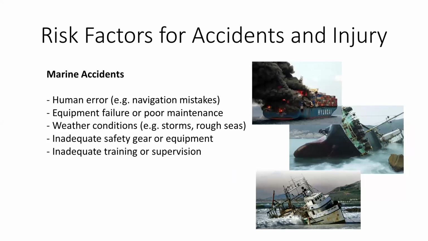Now, the marine accidents, now you have all seen that they can be very dangerous. The son of a Pakistani billionaire suffered from this. We have all heard this on the news that they were on an expedition, a joy expedition in a submarine, and they lost their life. So marine accidents include human error or navigation mistakes, equipment failure or poor maintenance, weather conditions that include storms, rough seas, inadequate safety gear or equipment, and inadequate training or support.